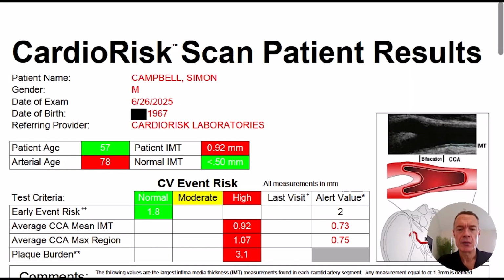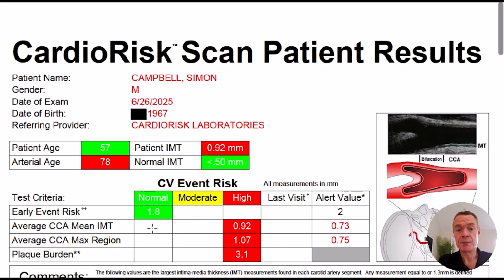All right, so I'm going to focus on intima-media thickness today in part 2, like I said. This is my scary report from a year ago when I did the exam in June 2025 at the age of 57. Got told I had the artery age of a 78-year-old. Patient intima-media thickness, can you see right here, 0.92. Now, the average CCA mean IMT, again in the middle of the table, same number, 0.92, high risk, red color. You see on the right-hand side there's an alert value of 0.73. So if I was below 0.73, then instead of being in the red column, I'd either be moderate yellow or green normal, okay?